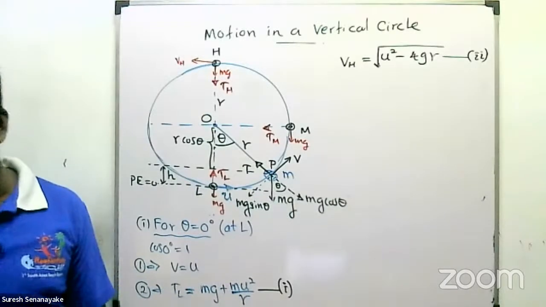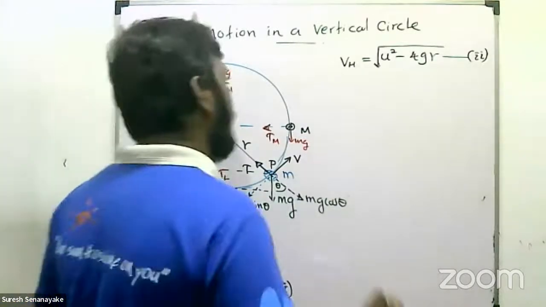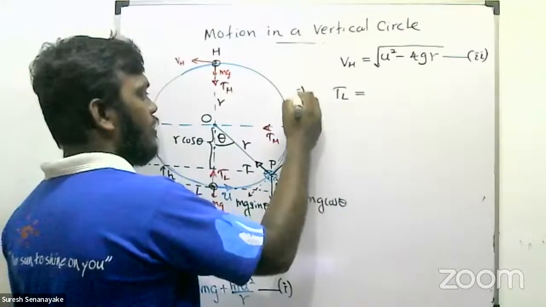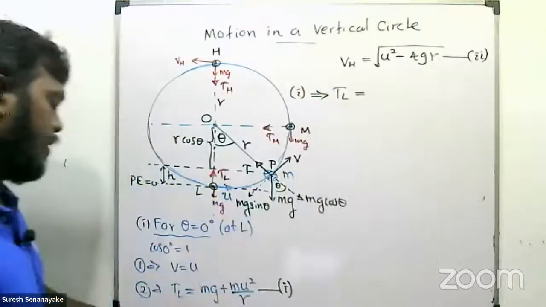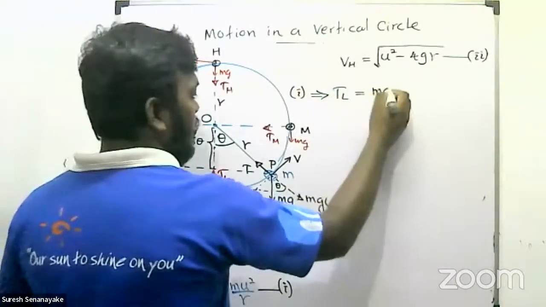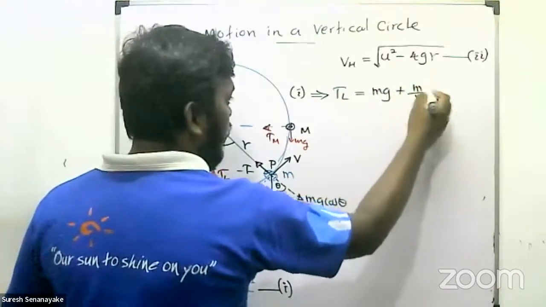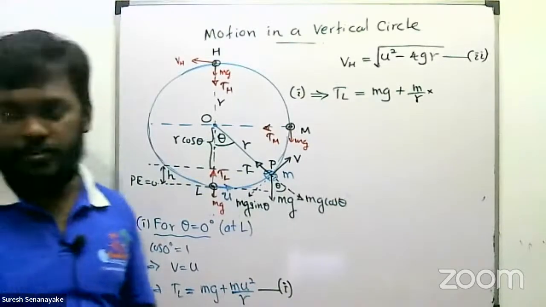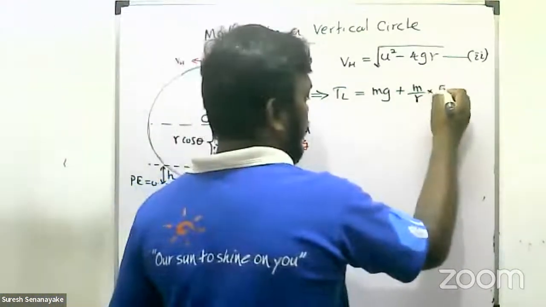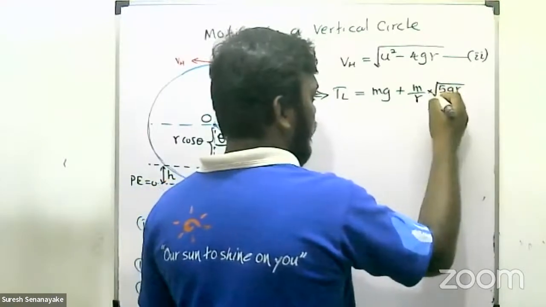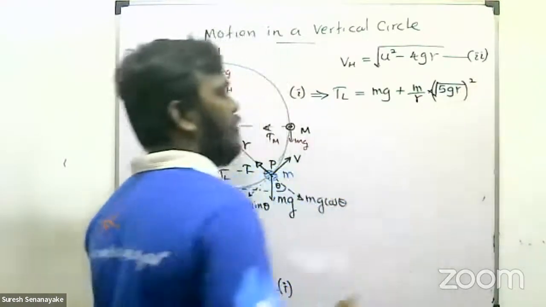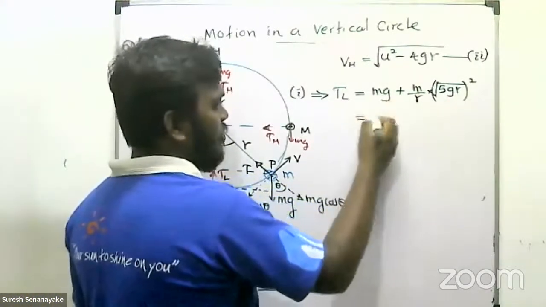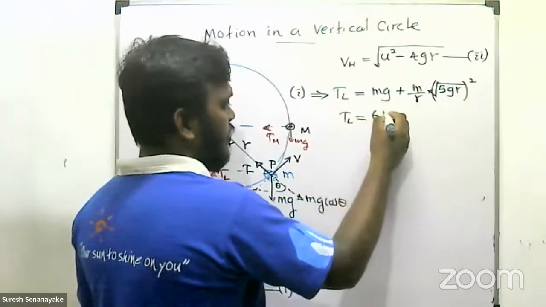Then write the corresponding tension in the string at the lowest position. From Roman number 1 you can write that as mg plus m over r times u square, that's a minimum. For a minimum u, that is square root of 5gr. Substitute the 5gr there. The u square is the square of that, so 5gr. Then this r cancels, and 5mg plus mg, that is 6mg.